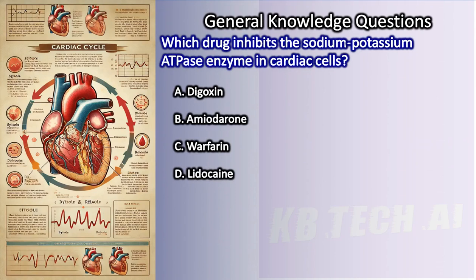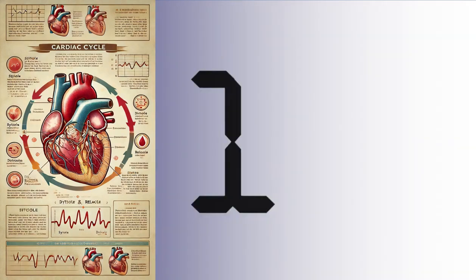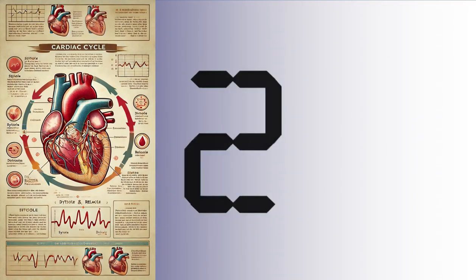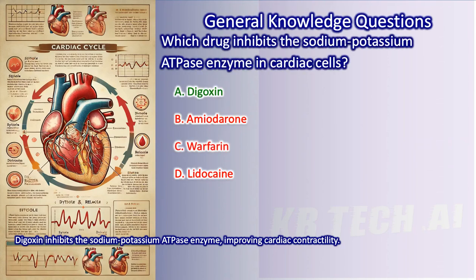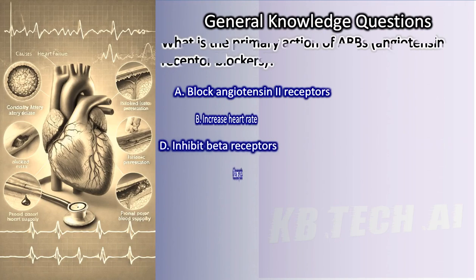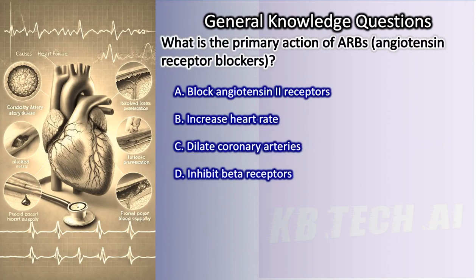Which drug inhibits the sodium-potassium ATPase enzyme in cardiac cells? Option 1, digoxin. Option 2, amiodarone. Option 3, warfarin. Option 4, lidocaine. The answer is option 1, digoxin.